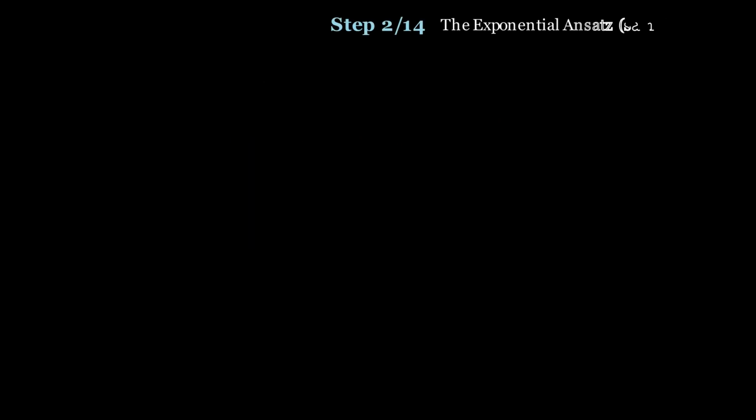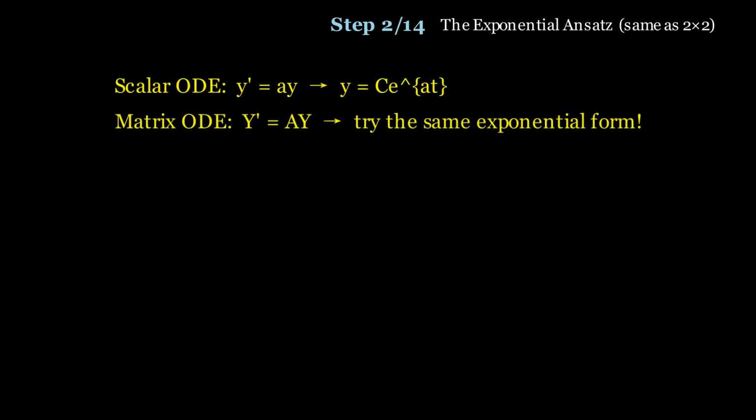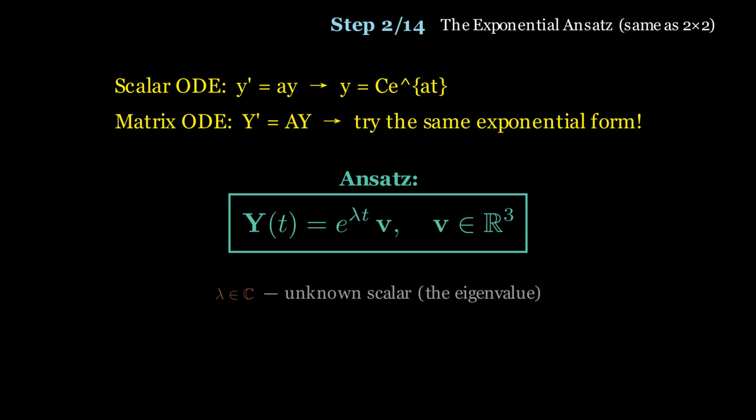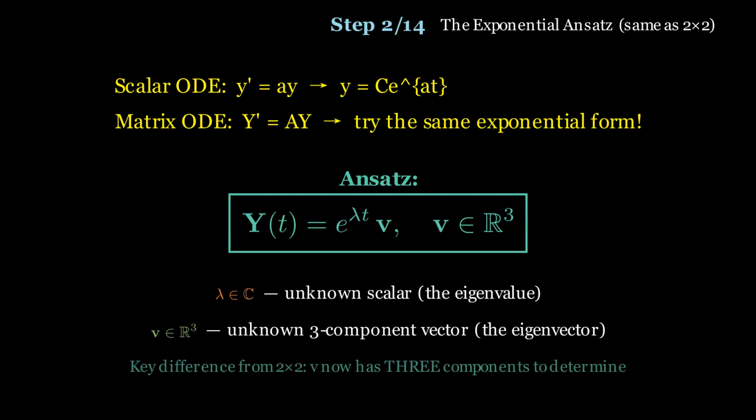Step 2. The ansatz is identical to the 2 by 2 case. y of t equals e to the lambda t times v. The only change is that v is now a 3-component vector. Lambda is still an unknown scalar, and we are going to determine both lambda and v by substituting into the ODE.